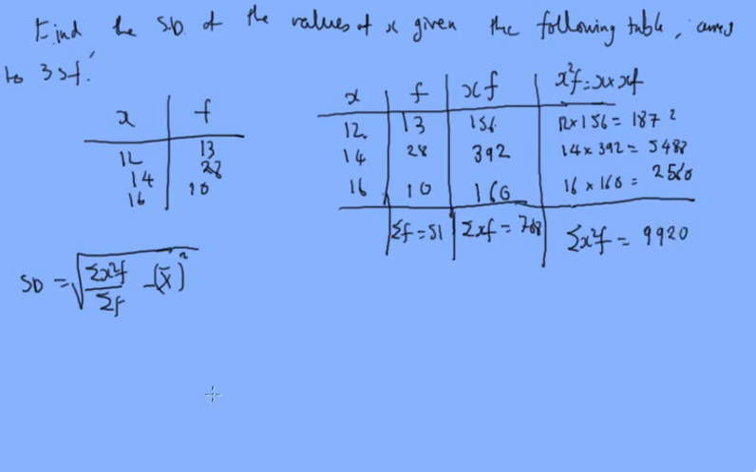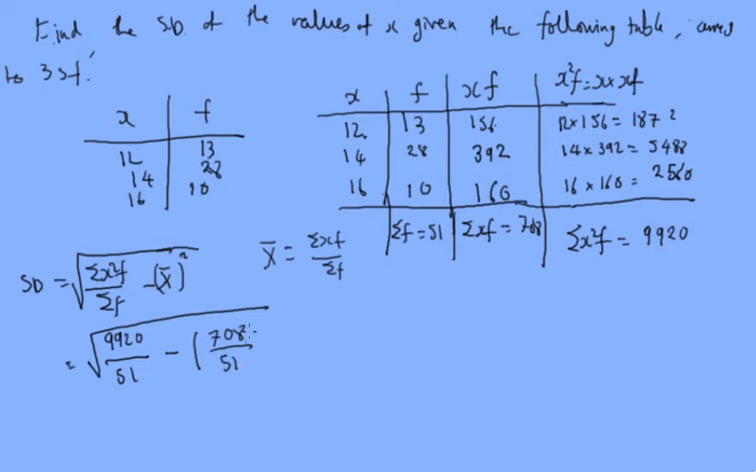9920. So now we can slot them into our equation for standard deviation. The sum of that is 9920 over the sum of f, which was 51, minus the mean squared. The mean is equal to the sum of xf over the sum of f, so that is 708 over 51, and we'll square that, and that gives us 1.34.